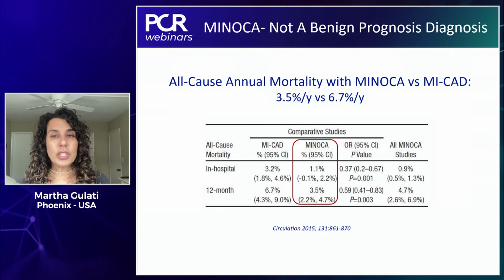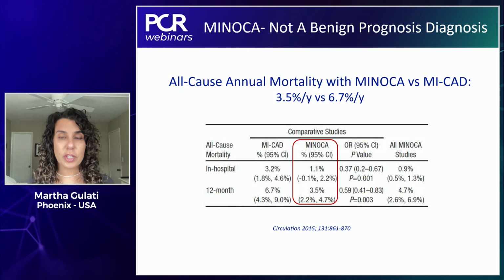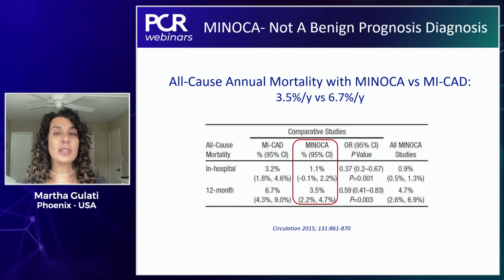Now, just to remind you that MINOCA in and of itself is not benign. Certainly the all-cause mortality is not as bad as somebody who has an obstructive lesion, but it is still not normal. So somebody with an obstructive lesion has about 2 times the greater risk of dying in 12 months compared to somebody who has MINOCA. But that is still 3.5% per year, something that we need to take seriously.